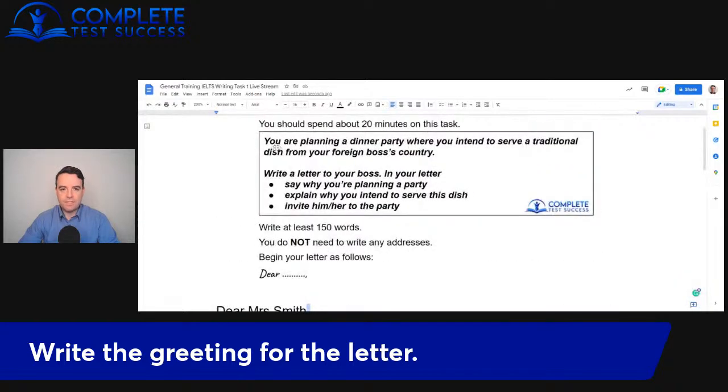Okay, so the context is this. You are planning a dinner party where you intend to serve a traditional dish from your foreign boss's country. Write a letter to your boss. In your letter, say why you're planning a party. So that's the first thing we need to do. Say why we are planning a party. So you can see the first prompt, say why you're planning a party.